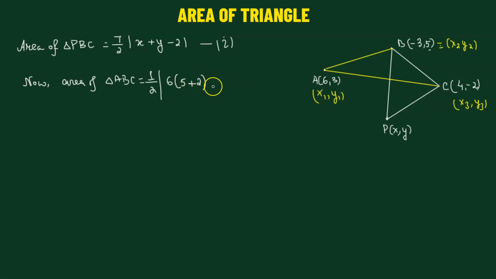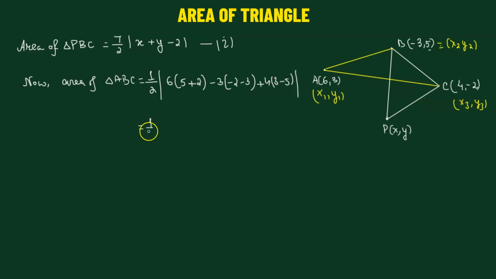Then we go to x2. So x2 corresponds to -3. So we have -3 times, we now need y3 minus y1. So y3 that's -2 minus y1. So y1 corresponds to 3. So we have -2 minus 3. Then we need x3. So x3 will be 4 and multiplied to it will be y1 minus y2. So y1 that corresponds to 3 minus y2 that's 5. So we have 3 minus 5. So let's compute this value.